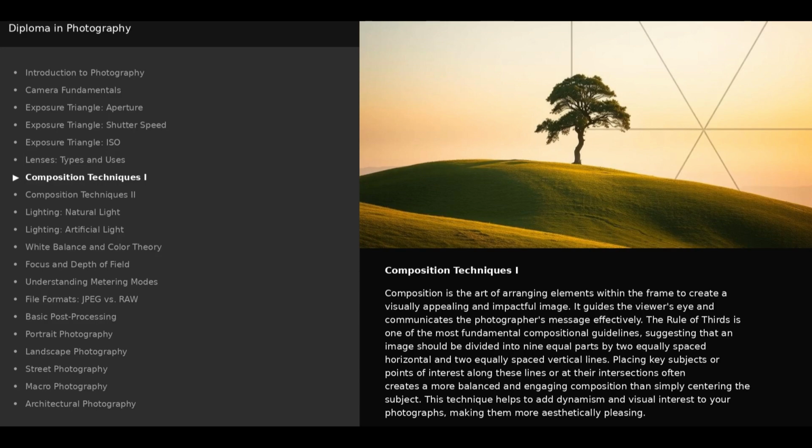The rule of thirds is one of the most fundamental compositional guidelines, suggesting that an image should be divided into 9 equal parts by 2 equally spaced horizontal and 2 equally spaced vertical lines. Placing key subjects or points of interest along these lines or at their intersections often creates a more balanced and engaging composition than simply centering the subject. This technique helps to add dynamism and visual interest to your photographs, making them more aesthetically pleasing.